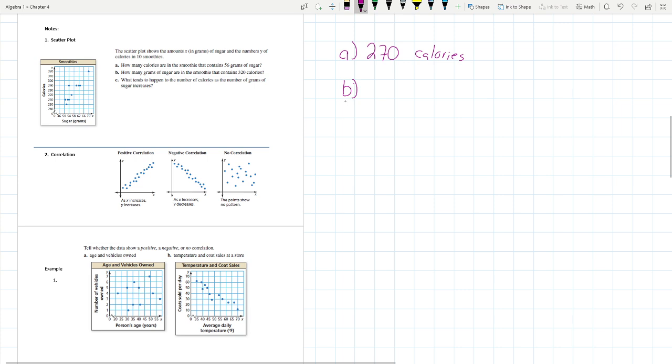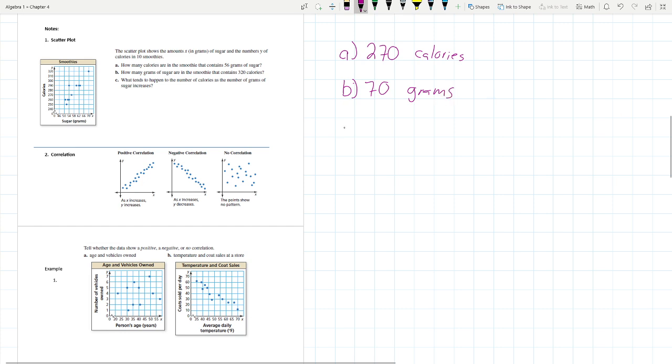Part B says how many grams of sugar are in the smoothie that contains 320 calories. In this case, I'm using my y-axis to find my answer. So I go all the way up to 320, and there it is. I go across, I find a point, and it's at 70. So this has 70 grams of sugar. Ooh, that's a lot.